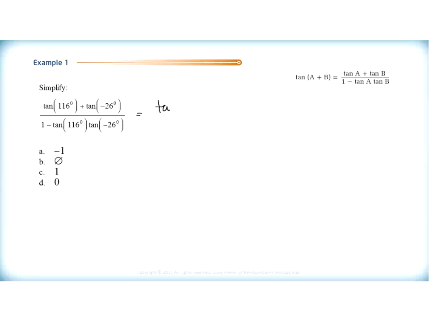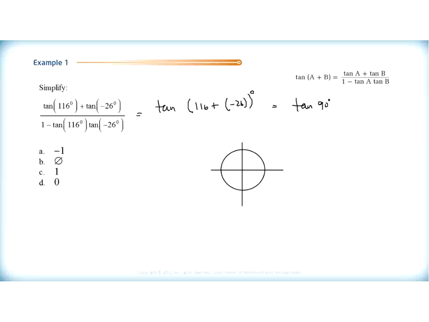So I can rewrite this as the tan of a, which is 116, plus, gotta be careful here, negative 26, which simply becomes the tan of 116 subtract 26, which of course is 90. So I get the tan of 90. The tan of 90, we could use our calculator, I suppose, but we'll use the unit circle.